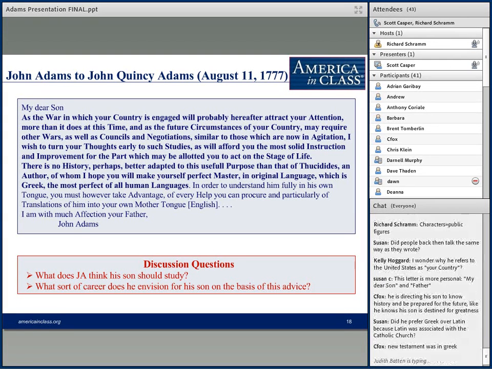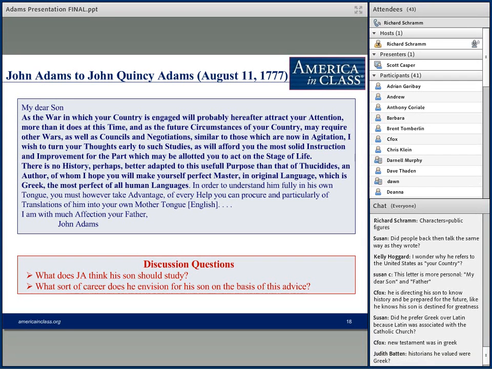Interestingly, this. Go ahead, Richard. It's interesting here that he's having his son read Thucydides, and he opens this letter talking about war. His image of politics is one of conflict. He is preparing his son to deal with conflicts. It's no wonder. I mean, the country is at war right now, and that's going to be on everybody's minds.